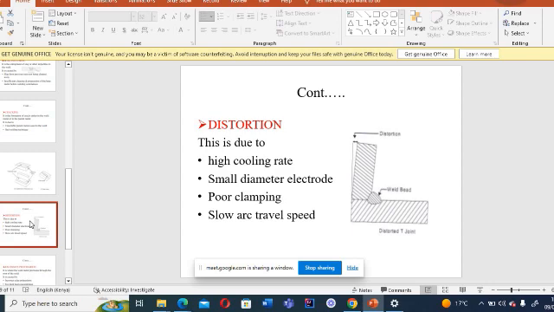We have another defect, that is distortion, and it is due to high cooling rates. When the weld cools very fast, you find the metal tilting and not being accurate to the base metal. It is also due to a smaller diameter electrode, when you use an electrode which is small in diameter. Also it is due to poor clamping. When you clamp your metals incorrectly, it will cause the distortion, and also slow arc travel.